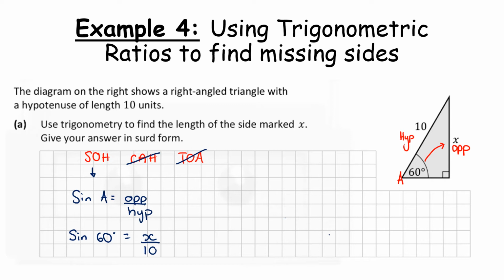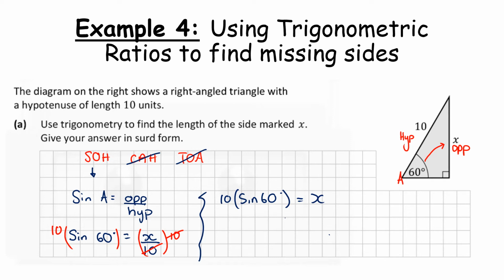So what I would actually work through to make sure it was as accurate as possible is I would get rid of my fraction first. To get rid of my fraction, I multiply across by the common denominator, which in this case is 10. This cancels, and what I end up with is 10 times sine of 60 is equal to X.